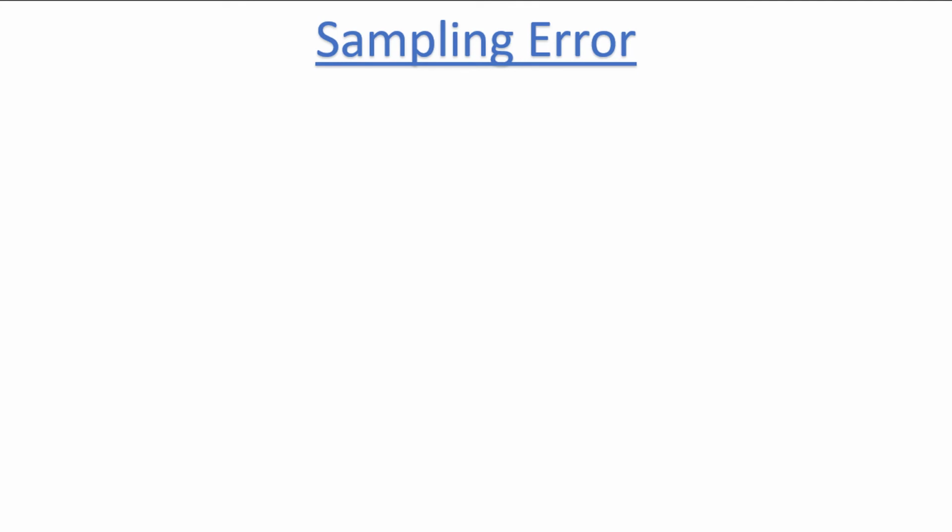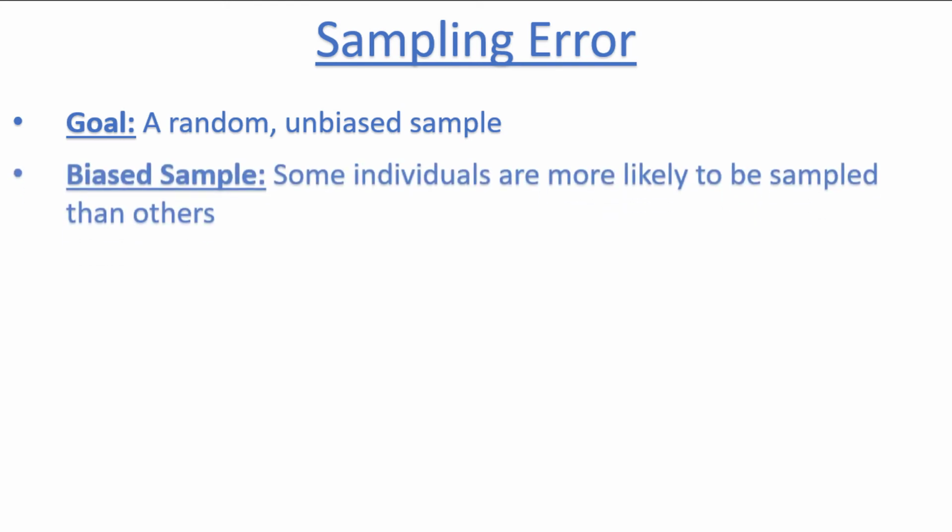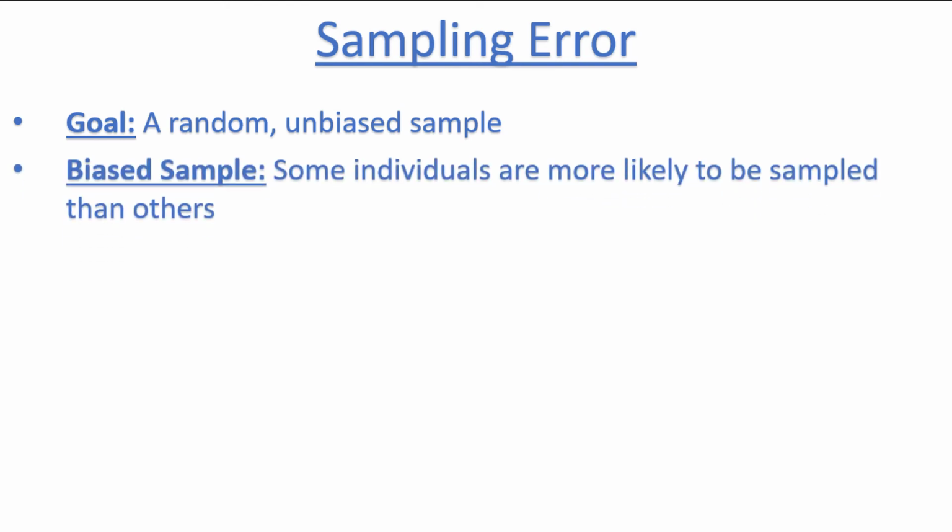Our goal with any sampling method is to choose a random, unbiased sample, meaning that every member of the population has an equal chance of being chosen at any stage of the sampling process. Some sampling methods are biased, meaning that individuals with certain characteristics are more likely to be sampled. But even unbiased samples aren't perfect.